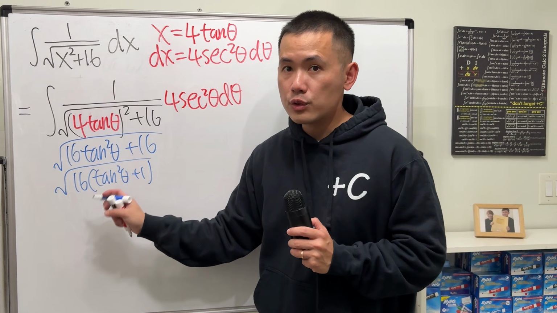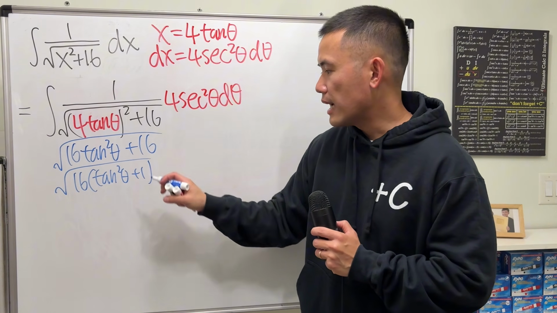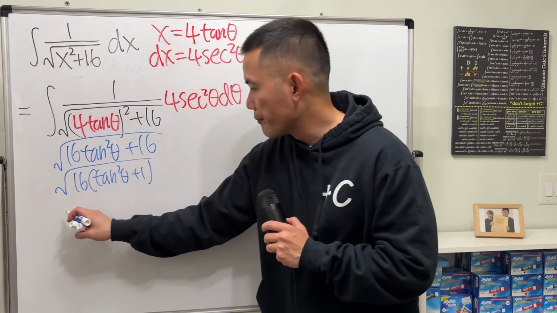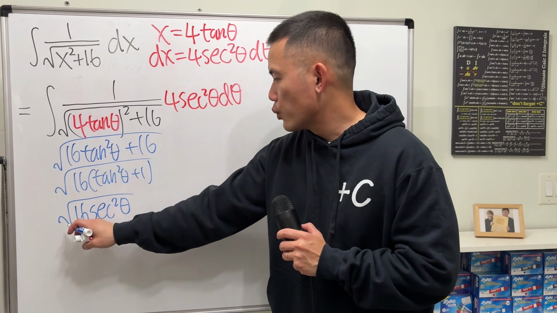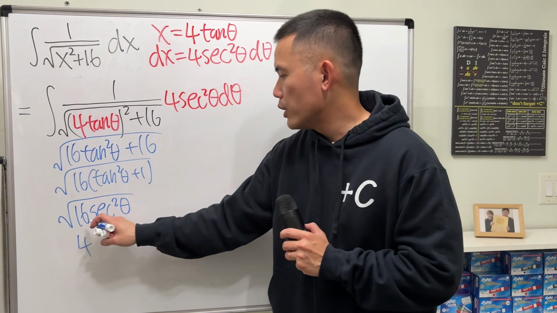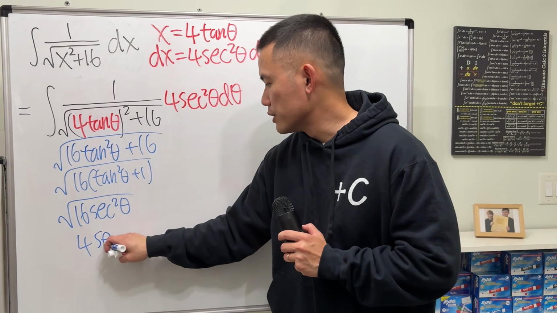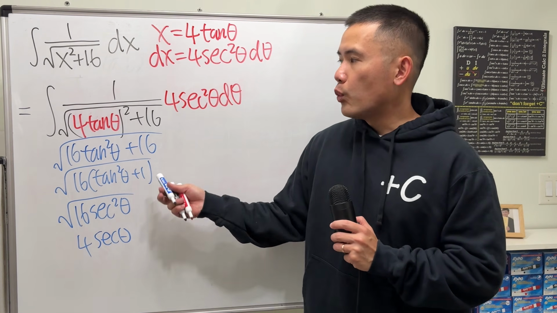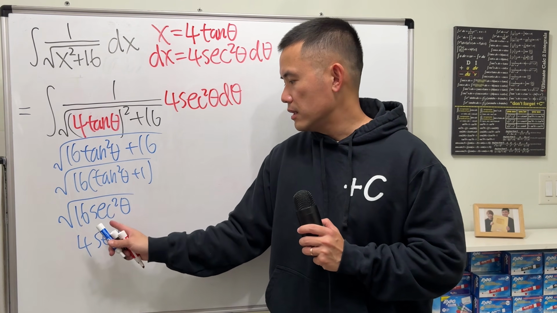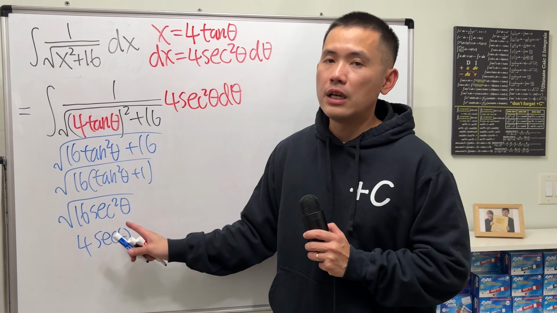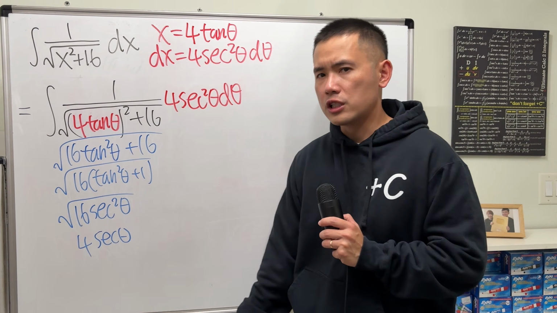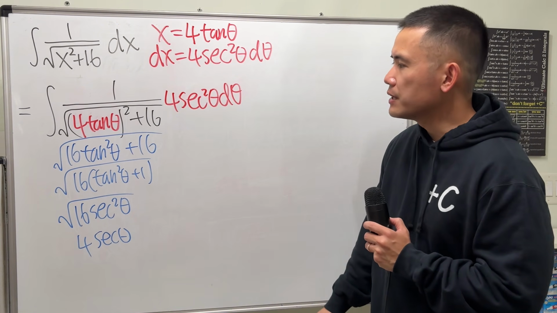And we see that tangent square theta plus 1 right here. That is going to give us secant square theta. And then square root of 16 is 4. Square root and the square cancel. We just get secant theta. And when we are doing integration with trig sub like this, when you cancel the square root and the square, you don't worry about the absolute value. And to see the detailed explanation, you guys can check out my other video for it.